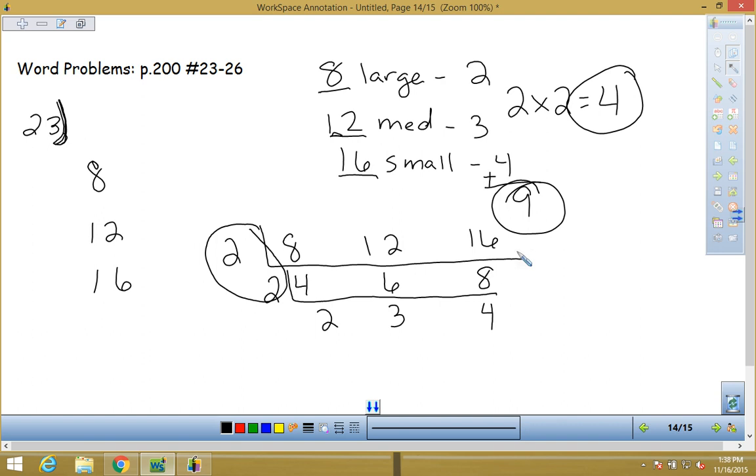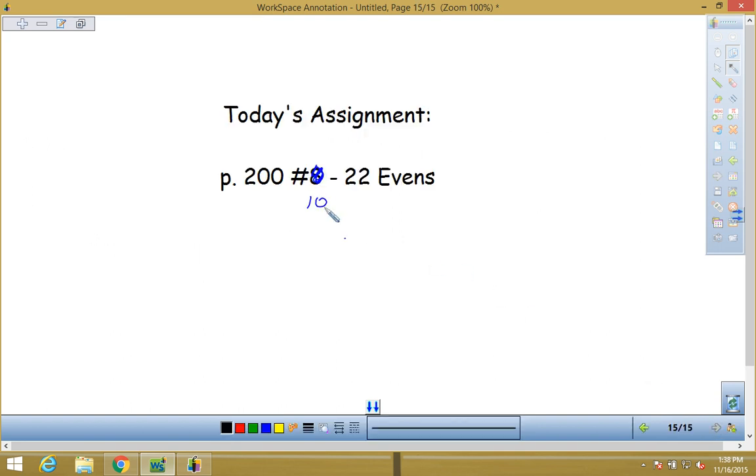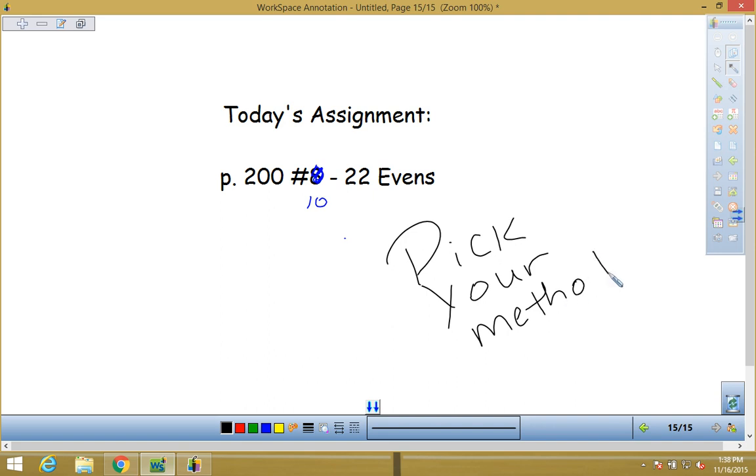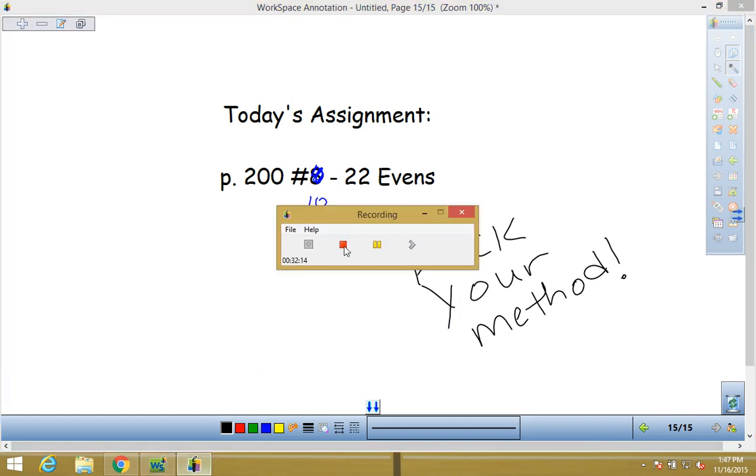Okay. So that you have enough time, I'm going to go ahead and show you your assignment. I accidentally put the wrong number here. We're going to work on page 200, 10 through 22, evens. I want you to pick your method, but you have to show your work. You cannot just write the answer. Even if it's super, super easy, you have to show your work.